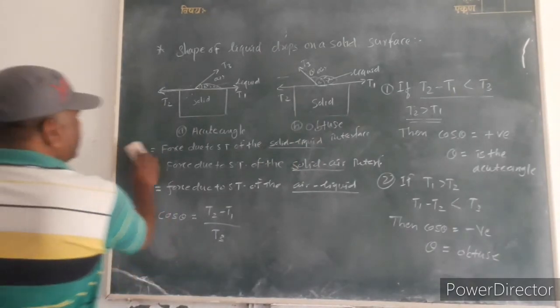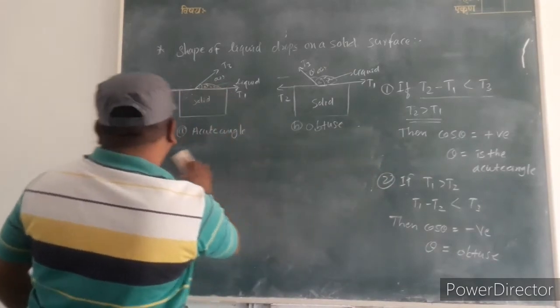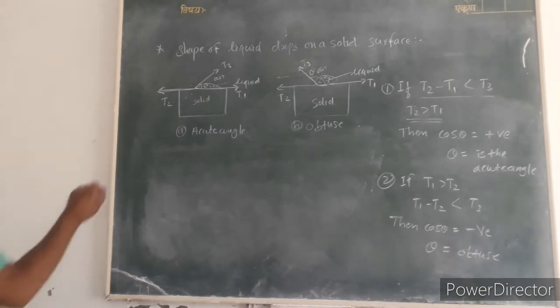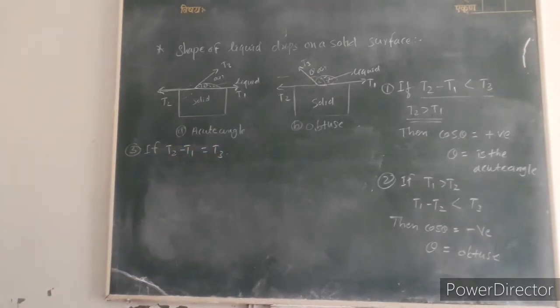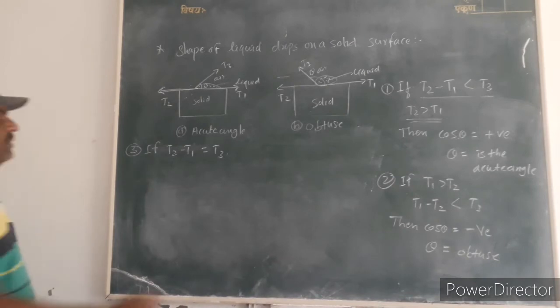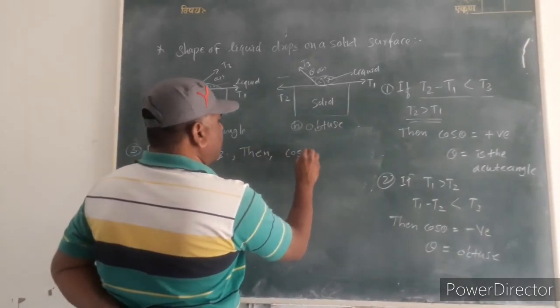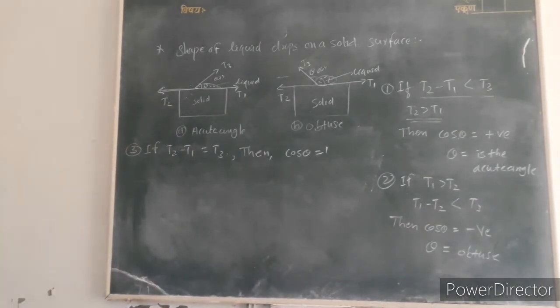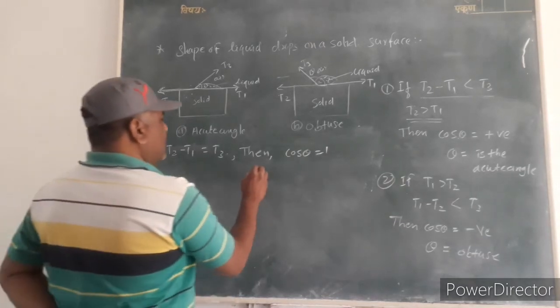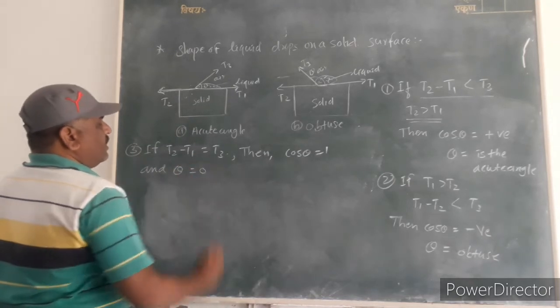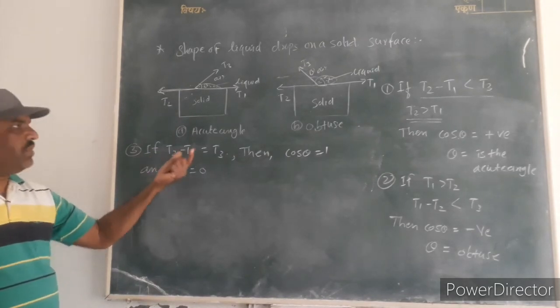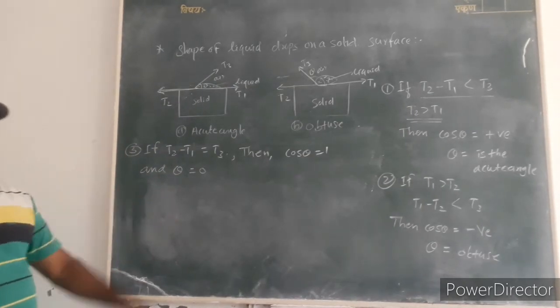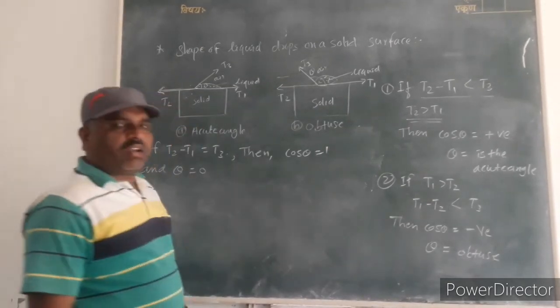Now condition number 3. If T2 minus T1 is equal to T3, then cos theta is exactly equal to 1 and theta is exactly equal to 0, that is, the angle of contact is 0.